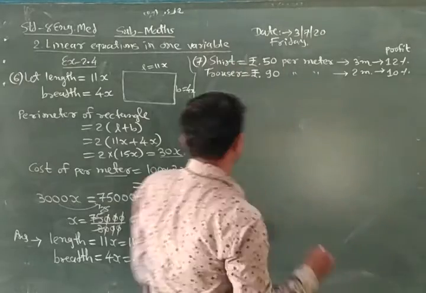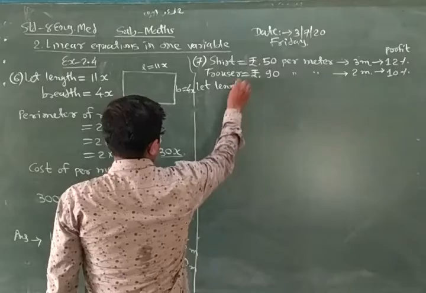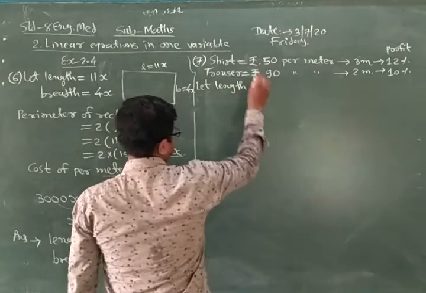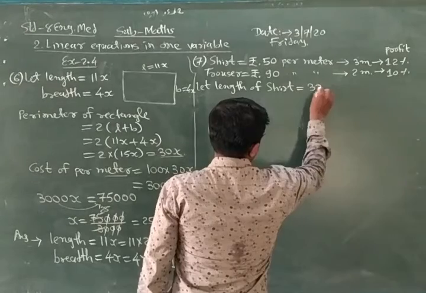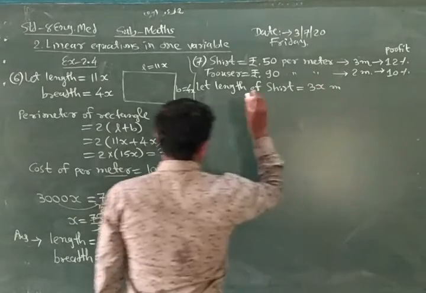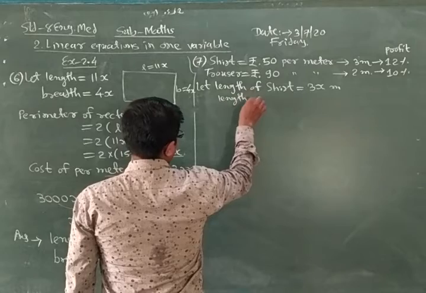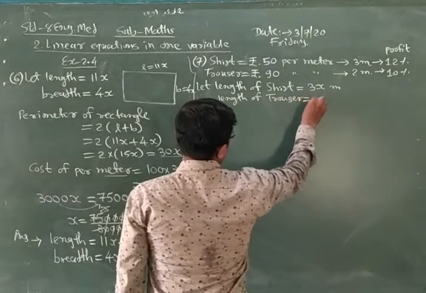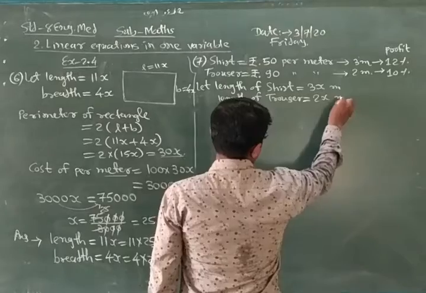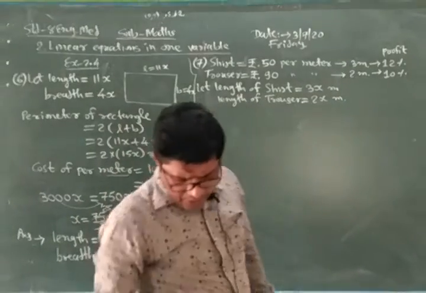So suppose the length of the shirt is 3x meter, and same to same, the length of the trouser is 2x meter. Okay, second thing, what is given here?